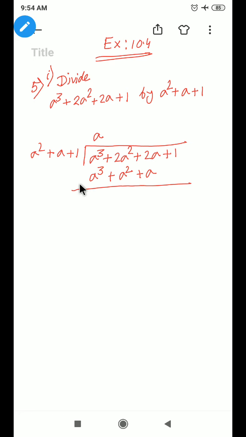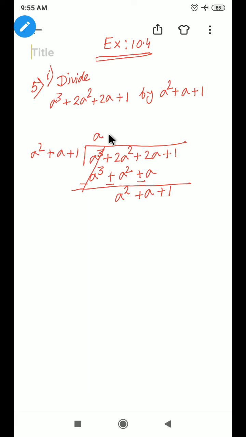Now the sign will be changed. So this is minus, minus, minus. So a cube will be cancelled out. And if you subtract 2a square minus a square, that will be a square. And if you subtract 2a minus a, that will be a. So plus 1.